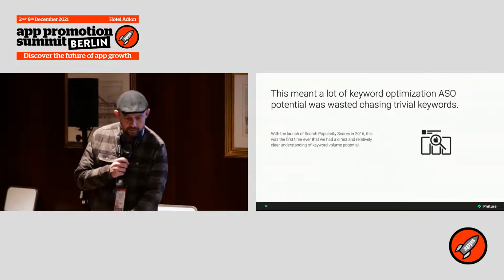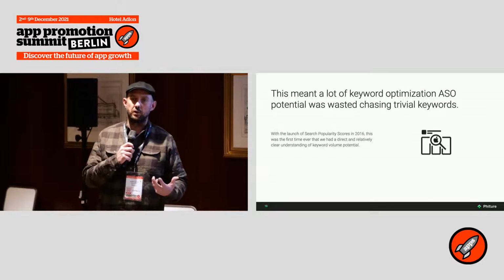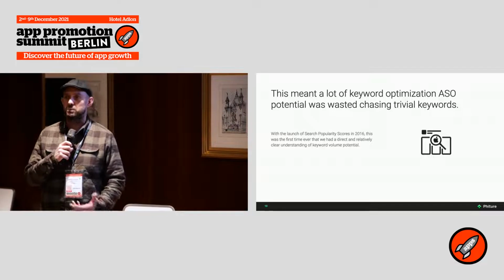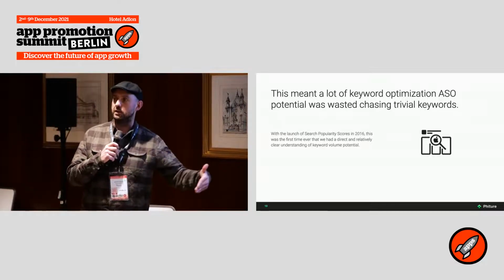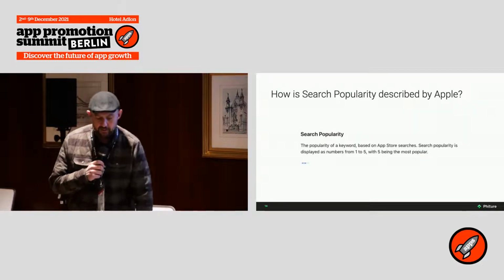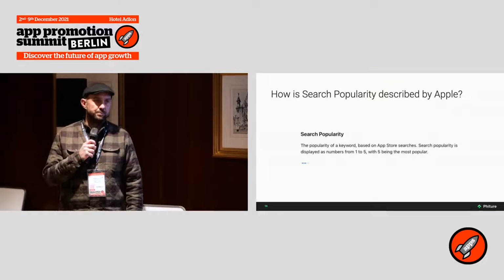So basically, that meant that a lot of the work that was going on in keyword optimization was wasted because people were going after the wrong keywords, especially those folks that were looking just at web volume data. And that has really changed since search popularity was introduced in 2016.